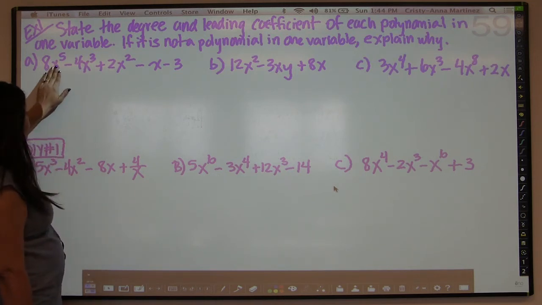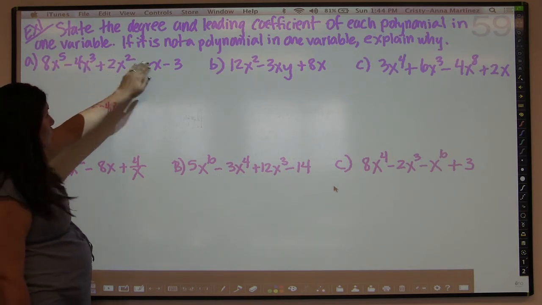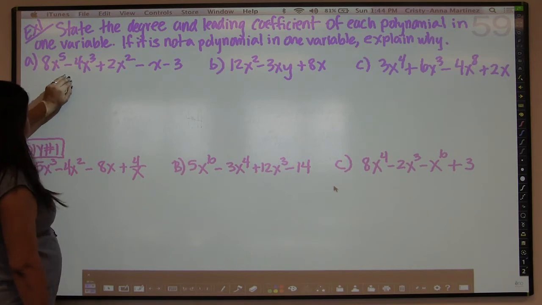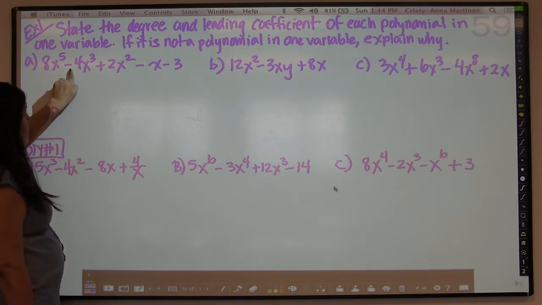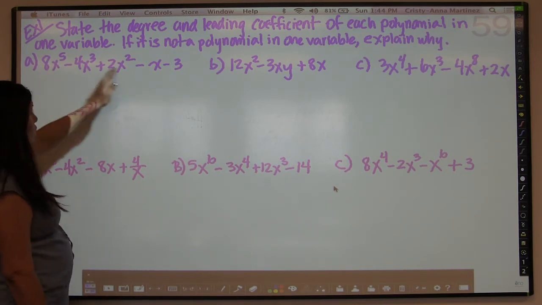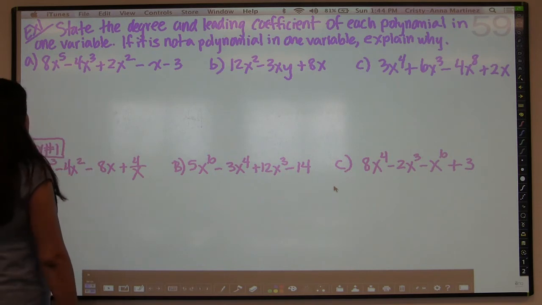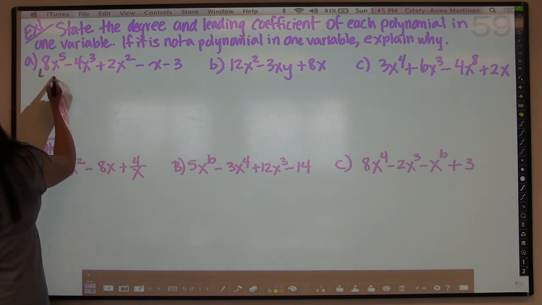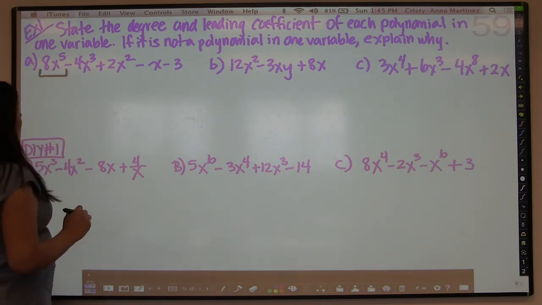So we have 5, and then 3, and then 2, 1, none. So these are in order. The x to the 4th term is missing, but that's okay as long as they're in order from biggest to smallest. So that would mean that this is my leading term, and so they're asking for the degree.